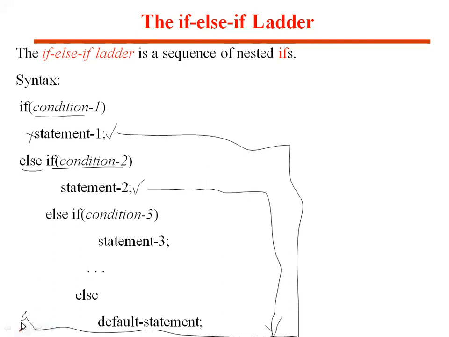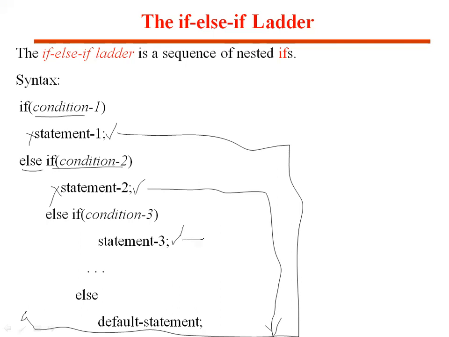Following the statement after the ladder. If condition 2 is also false, then it comes to the next statement, else, the next else. So that means if this is false, statement 1 is not executed, and statement 2 is also not executed. So then it comes to this else, then tests condition 3. Condition 3 is tested here. If this is true, statement 3 is executed.